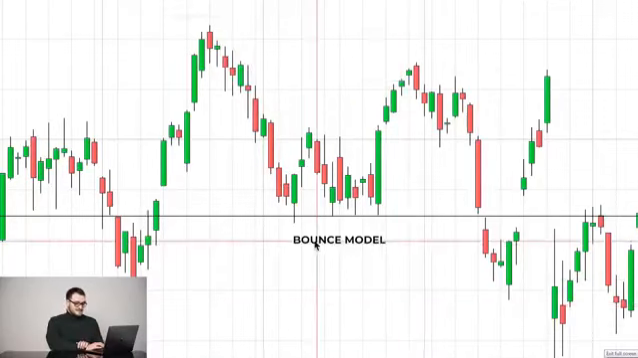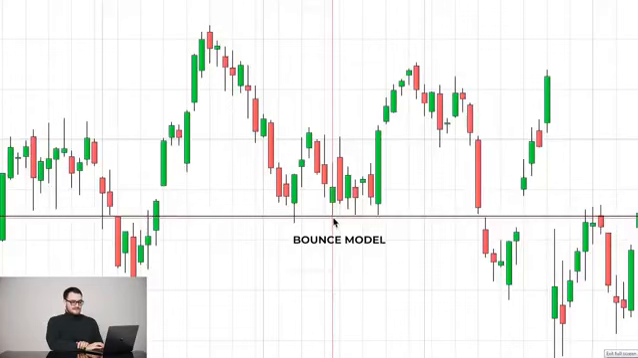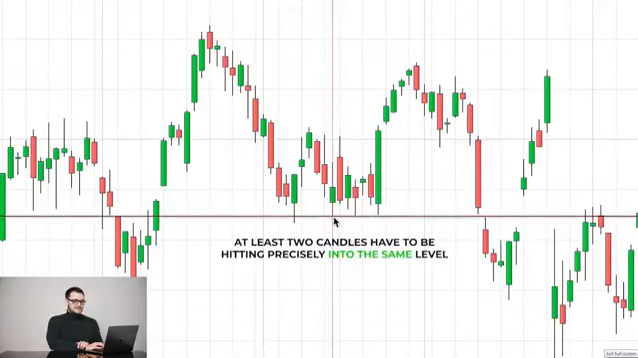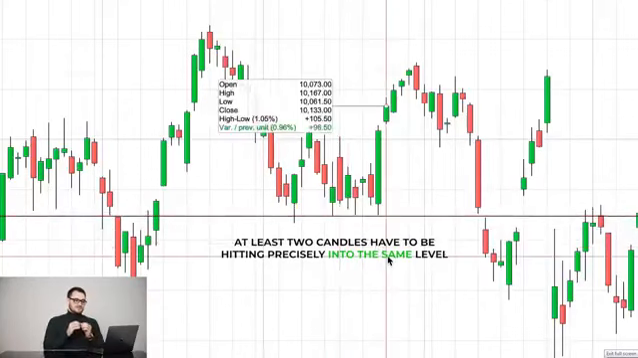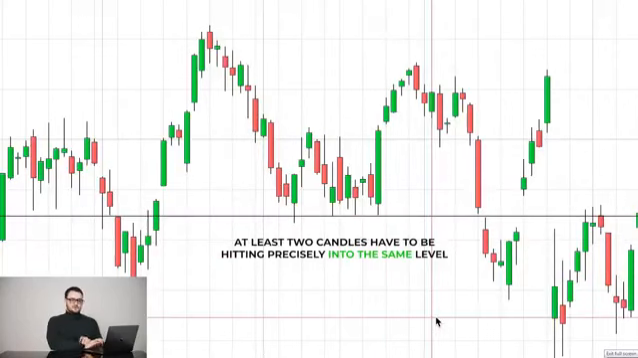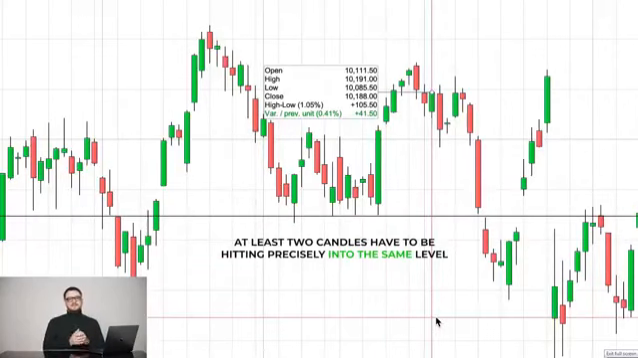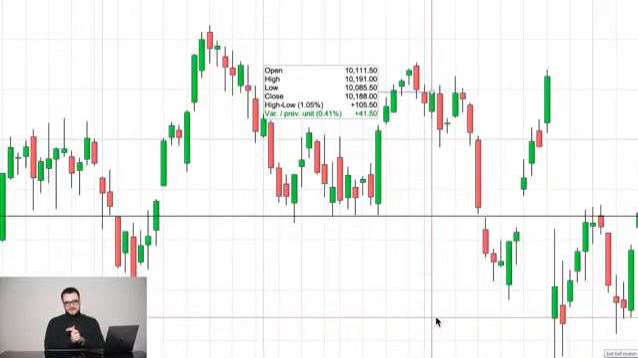So once again, the most important rule is that at least 2 candles have to be hitting precisely into the same spot, and this will be your limit player, and this will be the trace of that limit player. And the third one you can already try and trade the bounce from. So at least 2, preferably 3, but the more you add into your rules, the more seldom you will see these kinds of things happening.